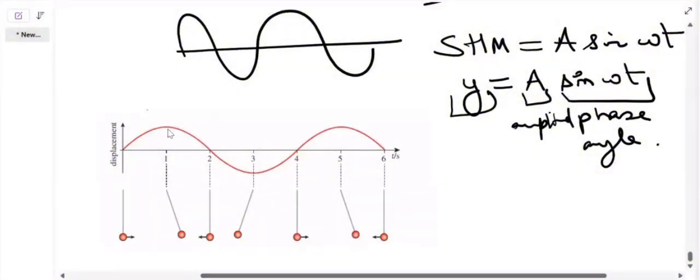Therefore, it will come back. Yes, ma'am. Now, let's come to the second position. At the second second, the displacement is 0 again and the velocity is maximum again, but now it will go towards the negative side. Correct? Yes, ma'am. Done. Let's come to the third second. At the third second, the displacement is maximum, but it will be in the negative cycle and its velocity will be 0.